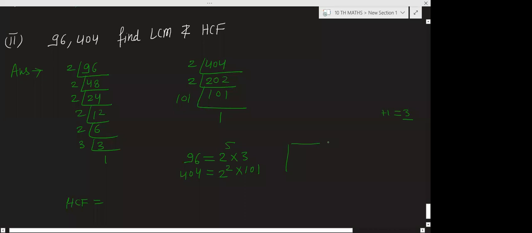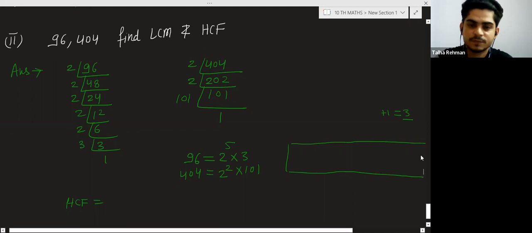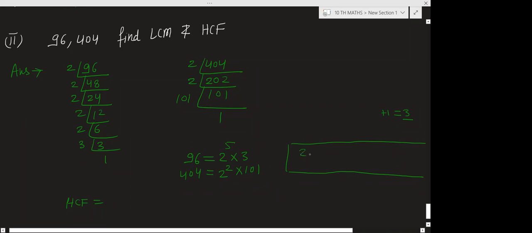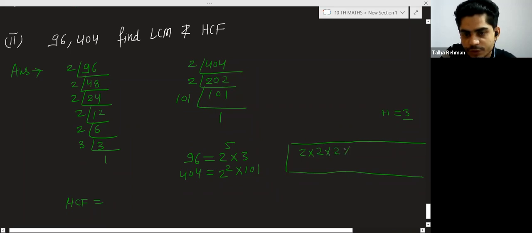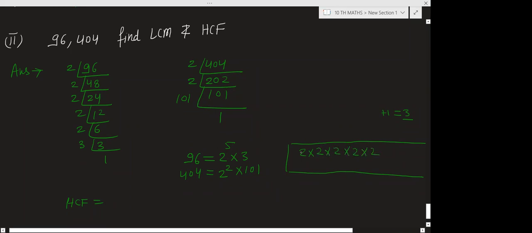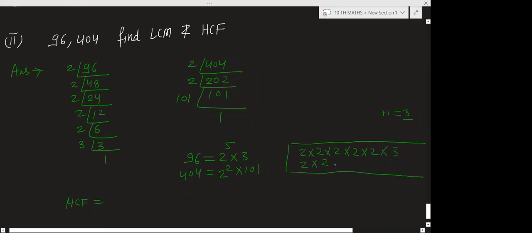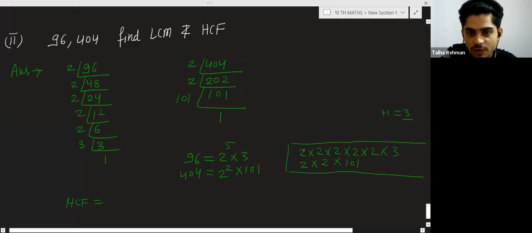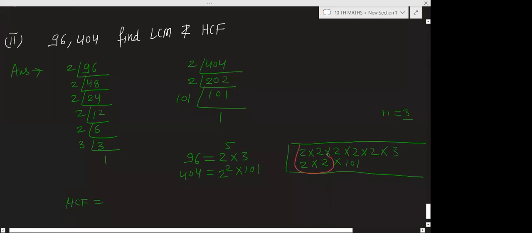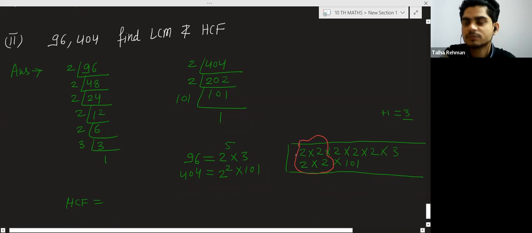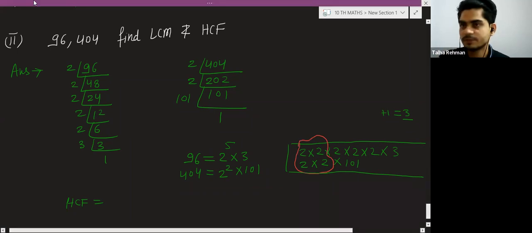I am writing it like this. We have to find the common factors in these numbers. So I am writing 2 into 2 into 2 into 2 into 2, 2 to the power 5 into 3. And I am writing 2 into 2 into 101. Sir, 2 into 2. So what is common here? Only this term is common. You can write the number like this also.